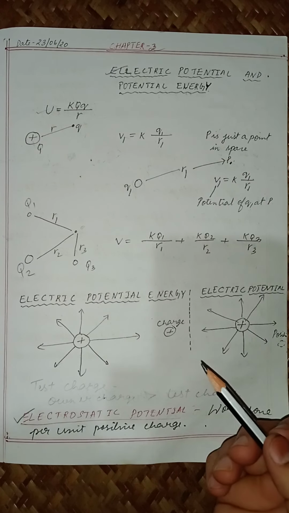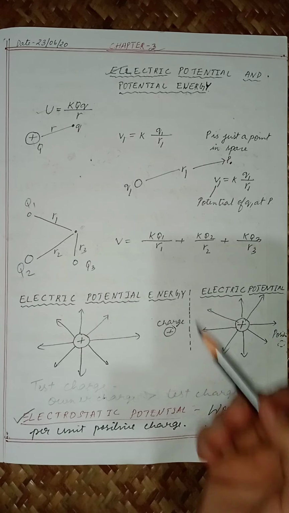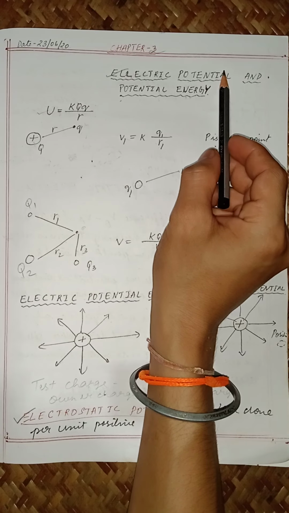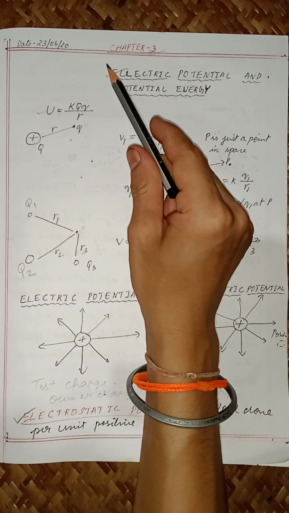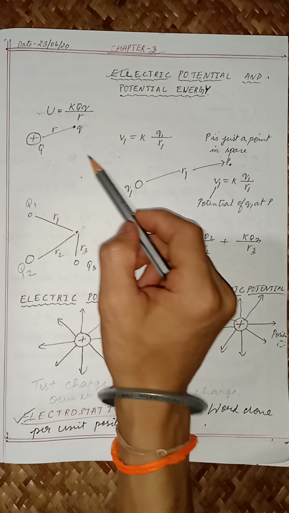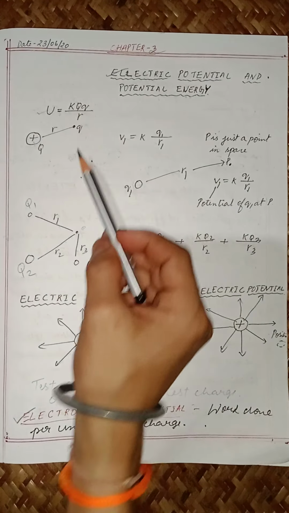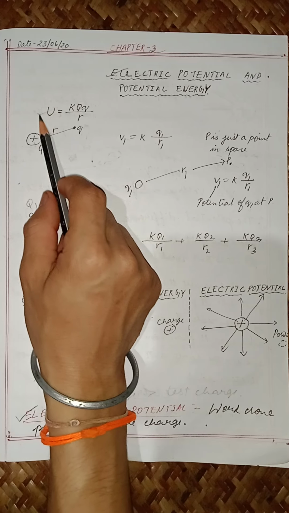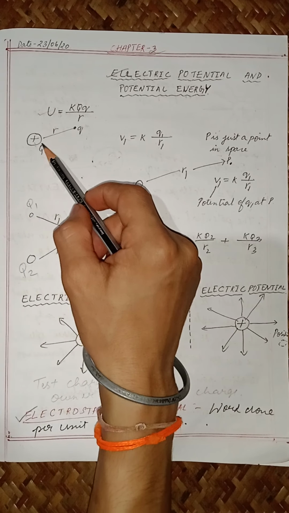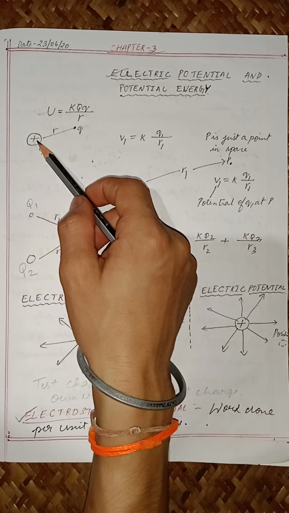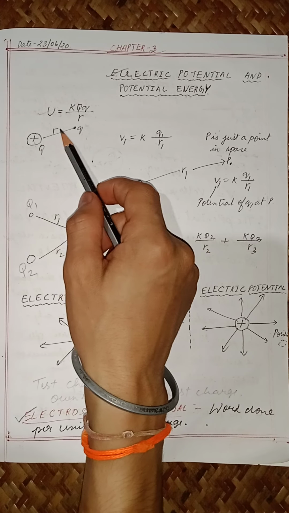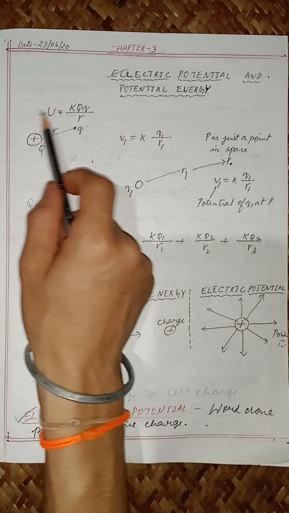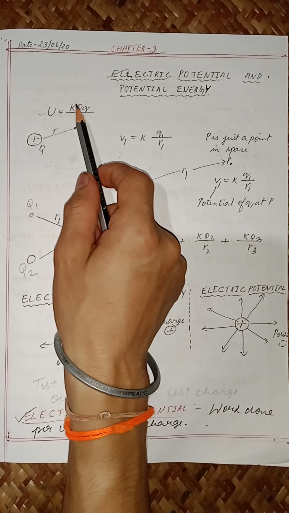Today we'll discuss chapter 2 of class 12 physics from the NCERT book, that is electric potential and potential energy. If we are going to learn about electric potential energy, then first of all we need to learn about some examples. Suppose we know that potential energy is denoted by U. The example given here is a point charge and a test charge. The distance is r, so we can write U is equal to kq by r.